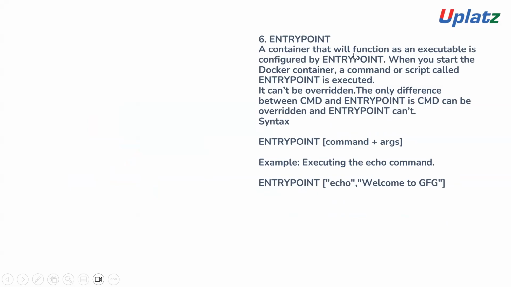So entry point: a container that will function as an executable is configured by entry point. It's like when you start the Docker container, a command or a script called entry point is executed. So it can't be overwritten. The only difference between command and entry point is a command can be overwritten, but entry point can't be. Entry point cannot be overwritten, but command we can do that. I mean, it is possible. So executing the echo command, let's say here, welcome to CFG.